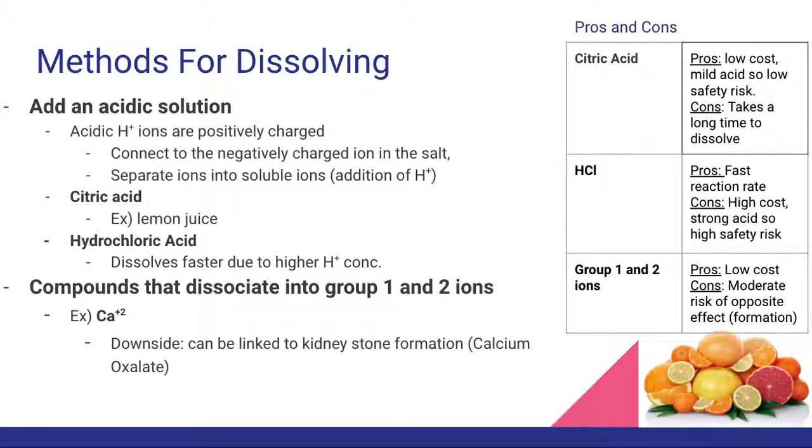Another method for dissolving kidney stones is to use a compound that dissociates into group 1 and 2 ions. Calcium is an example of a group 2 ion, but has the downside of being a main component of the formation of kidney stones, so be sure to limit your intake.